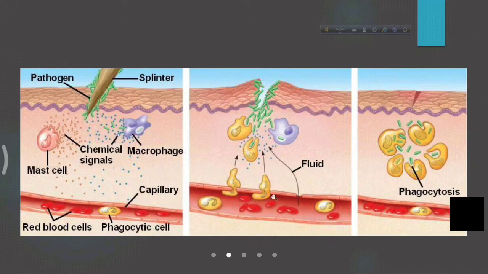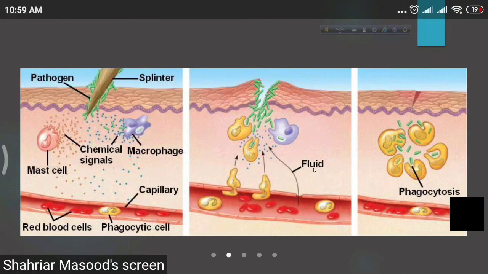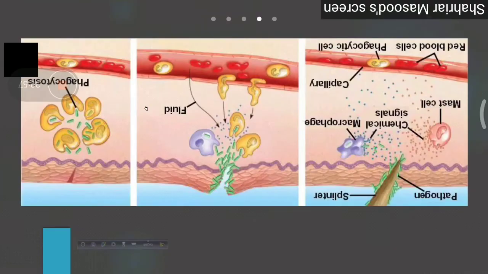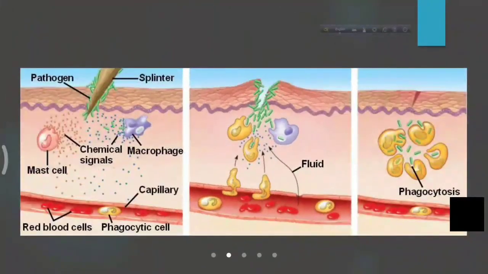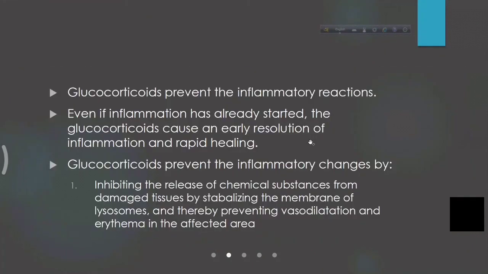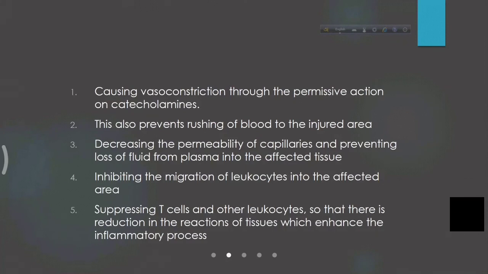Vasodilation is carried out by the inflammatory effect, and this is opposed by the anti-stress effect of glucocorticoids. So these are the effects. Glucocorticoids prevent inflammatory reactions, even if inflammation has already started, because for the early resolution of inflammation, glucocorticoids prevent inflammation by inhibiting the release of chemical substances and thus stabilizing the membrane of lysosome and preventing vasodilation. So these are very important.